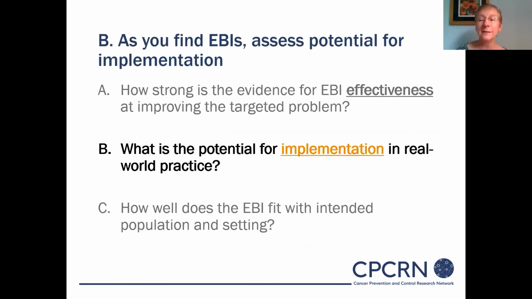All right, so that's effectiveness. So you want to be looking at the evidence in support of effectiveness. You also want to be looking at the evidence in support of whether or not this can actually be implemented in your practice setting.